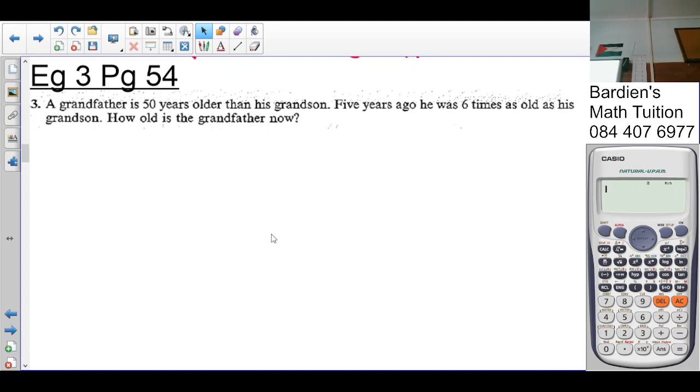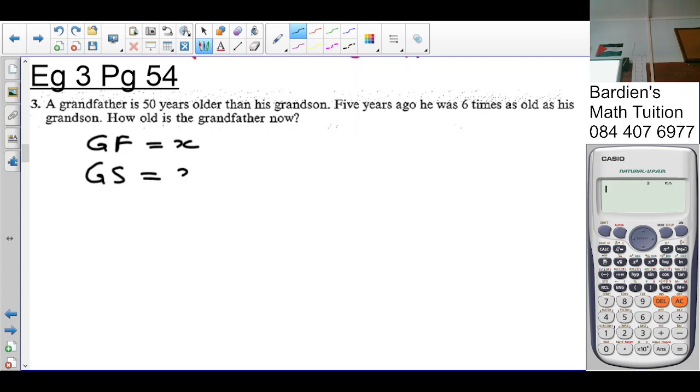Okay people, let's do it from a different angle. Earlier on, we did it from the grandson being X. So let the grandfather be X. Let's read now. A grandfather is 50 years older than his grandson. So what would his grandson be? X minus 50. So this is the present, no?